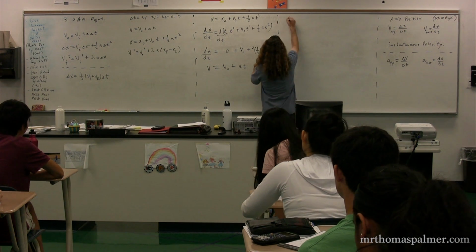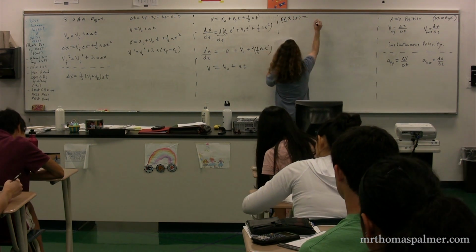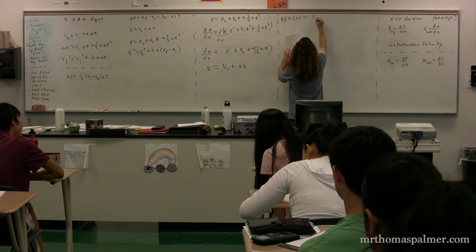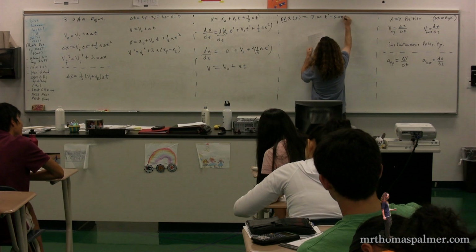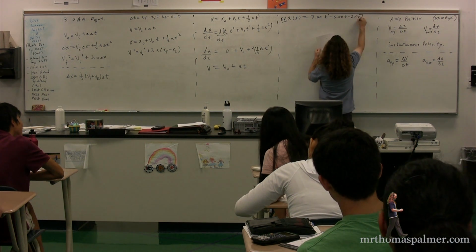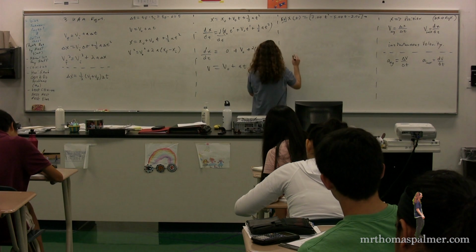Let's say, in our example, that the position as a function of time is equal to 3.00 t squared minus 5.00 t minus 2.00 meters. We're going to figure out a bunch of things.